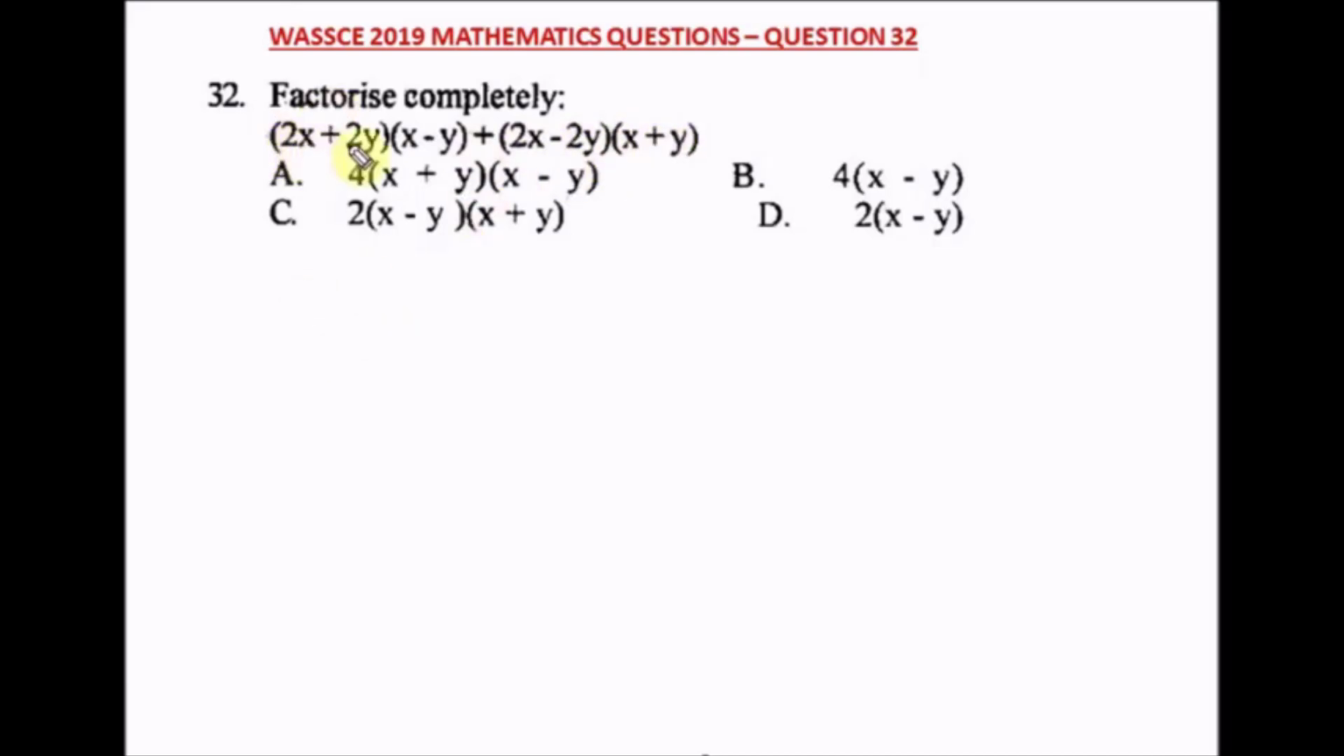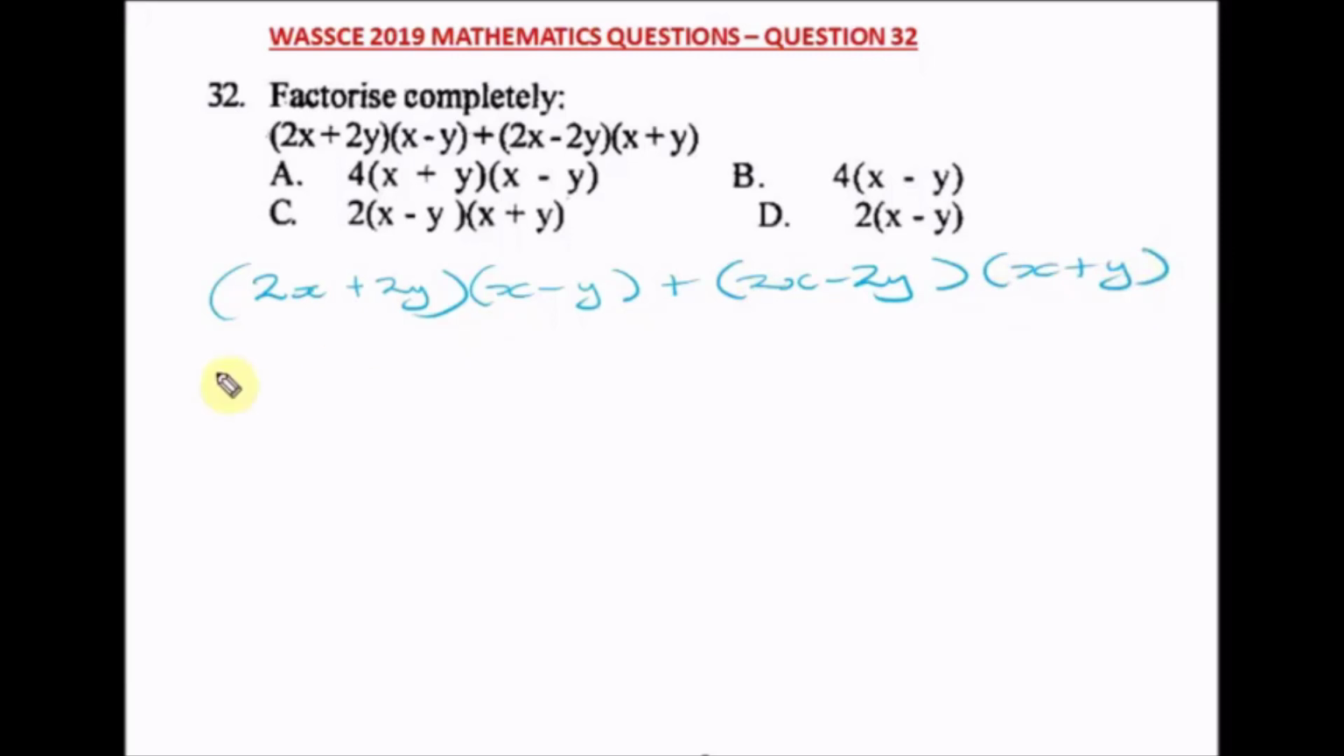Okay, so let me just write this down here: 2x plus 2y, times x minus y, plus the bracket 2x minus 2y, times the bracket x plus y. Okay, so let us open up the bracket now. We have 2x times 2x, which gives 2x squared. 2x times minus y, we have minus 2xy. Then plus 2y times x, we have plus 2xy.